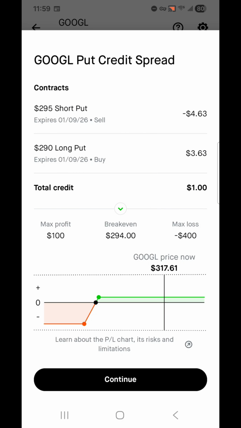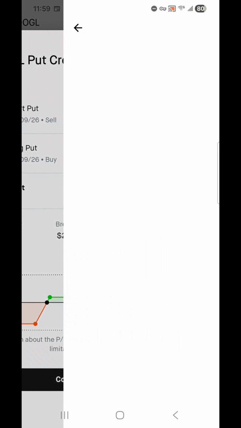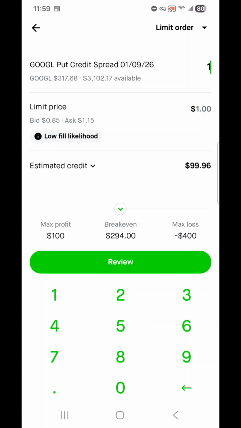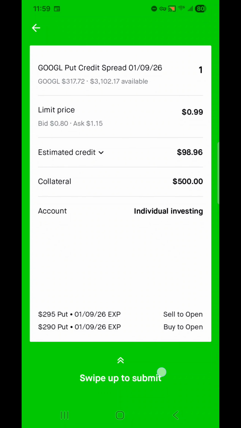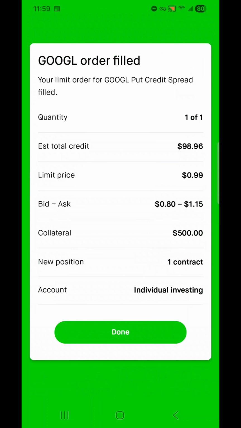So we'll get about $100 to get into this, so we can click continue. We'll do 1, low fill likelihood. So maybe 0.99. Will it like that? Medium fill likelihood? Sure, why not? Click review. Collateral's $500. Swipe up. Pending. Filled. Sweet. Okay, so we got roughly $100 to get into this deal. Putting aside $500, it's enough money to close it if we need to.